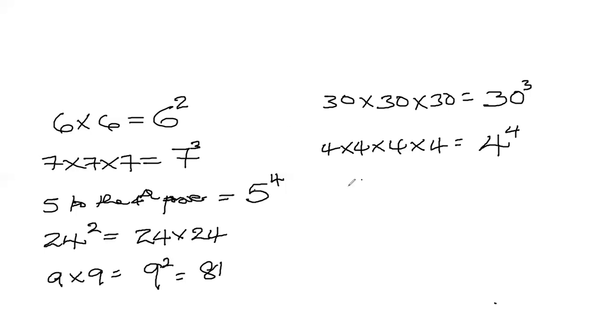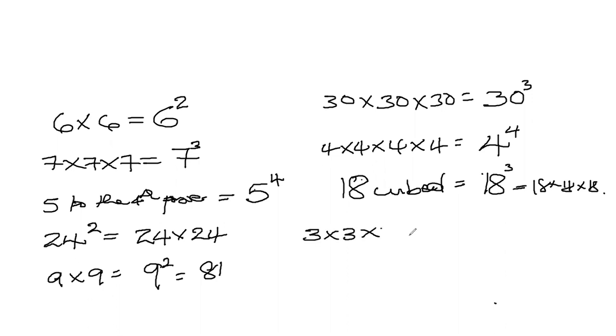All right. 18 cubed. How would I write that? 18 times 18 times 18. So we could put it like this: 18 cubed, and this really means 18 times 18 times 18. All right, 3 times 3 times 3. What does this mean? 3 cubed, which is 3 to the third power, raised to the third power.